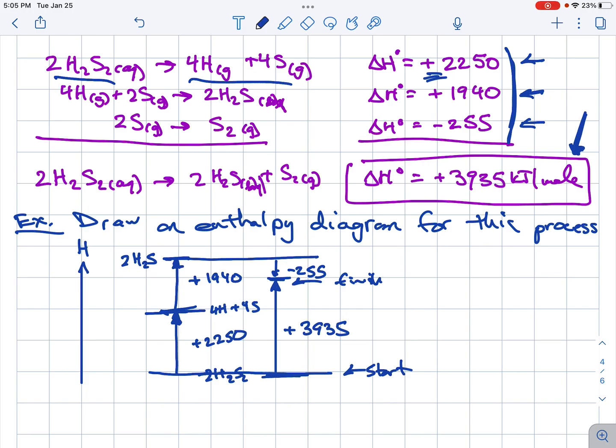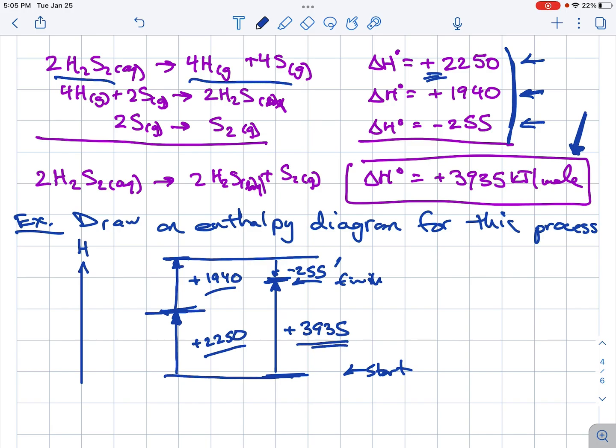Okay? So, and again, I'm going to erase the reactants and products here because they're really distracting. So we can just focus in on the energy diagram, right? This is just saying that the first reaction went up in enthalpy 2250. The second reaction went up another 1940. The third one went down 244. Overall, we've gone up 3935.